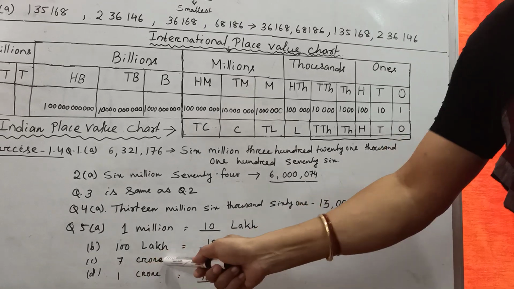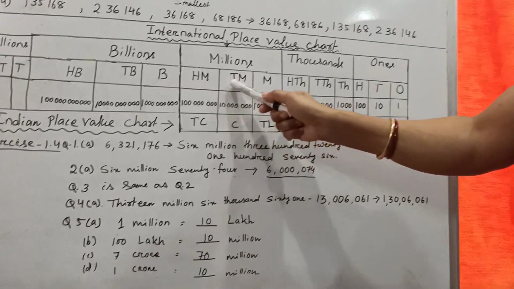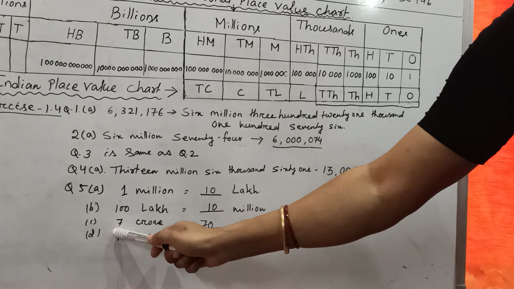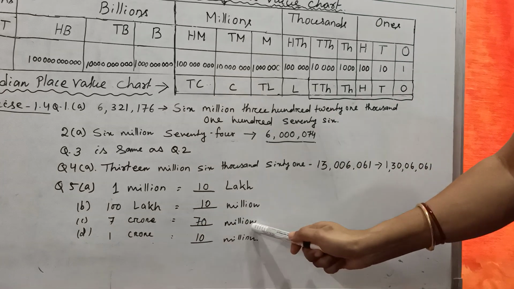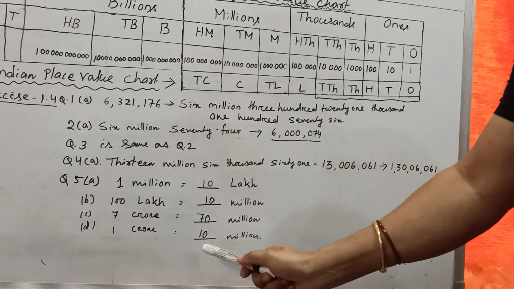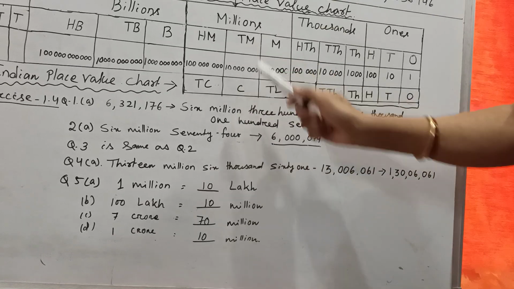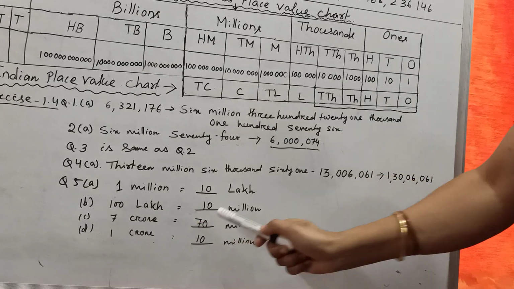Then 7 crore. Crore is also 10 million. Here it is 7 crore, that's why this is 70 million. 1 crore is dash million. 1 crore is 10 million. 7 crore is 70 million.